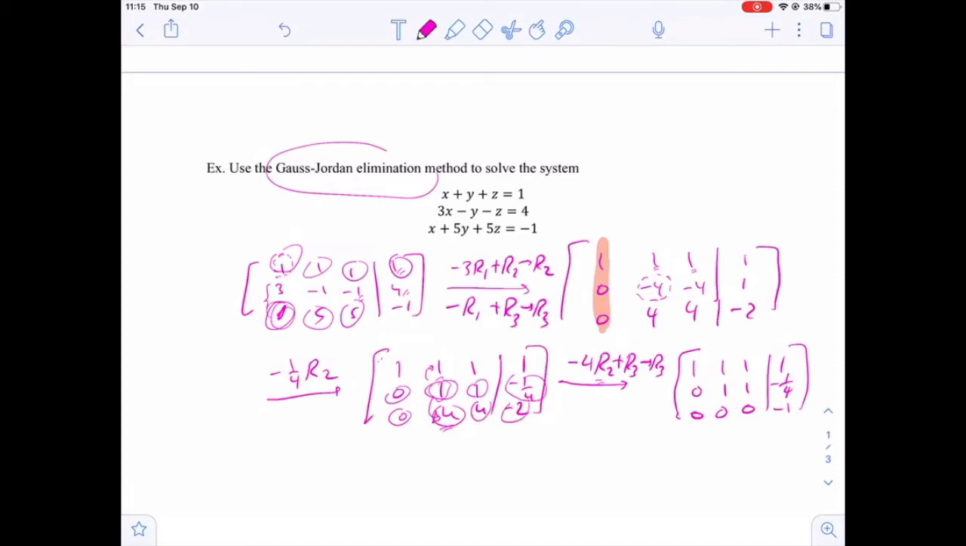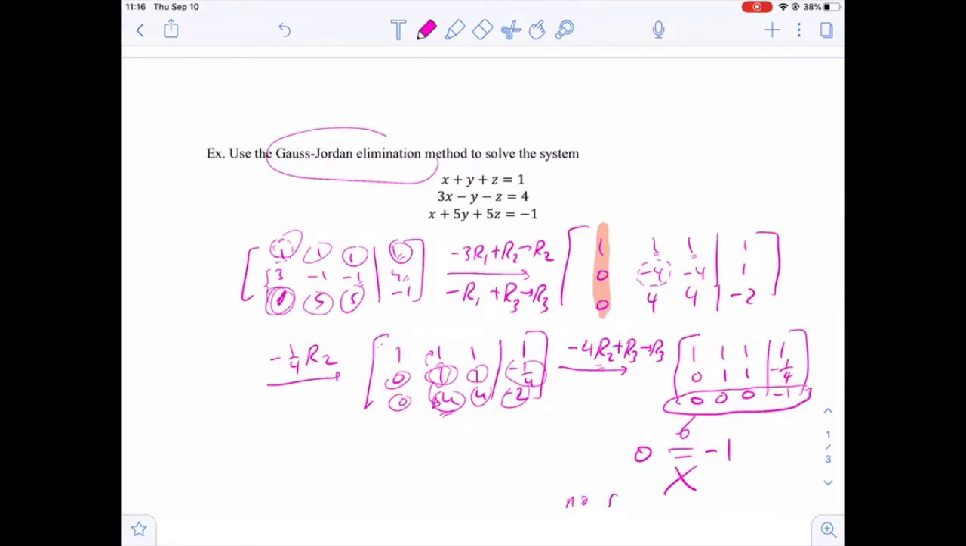As you can see here, we don't need to continue because we got this statement here. We have 0 on the left hand side equal to -1 on the right hand side, and that's impossible. That means there is no solution for this system. And this means the planes are parallel.